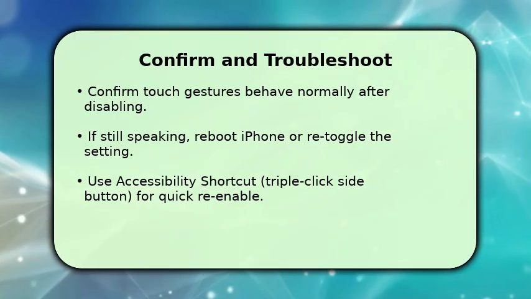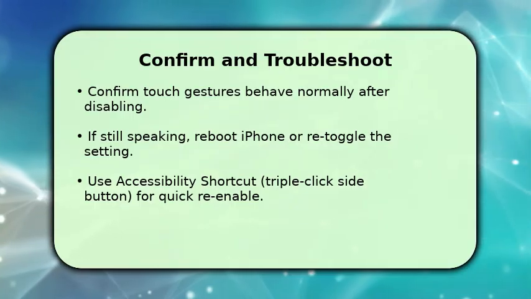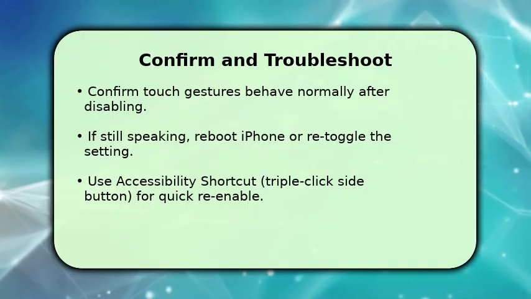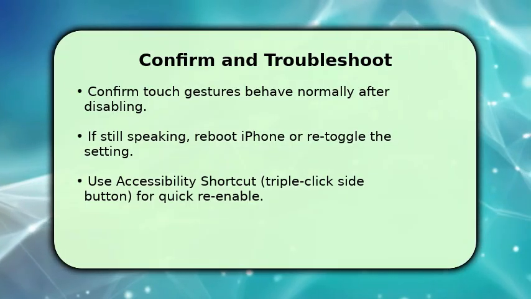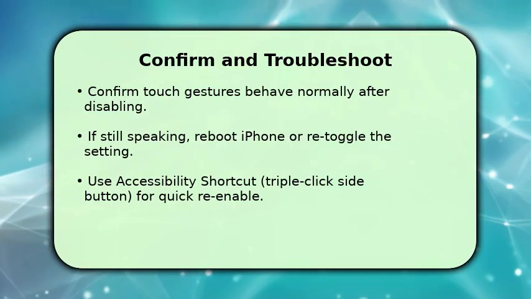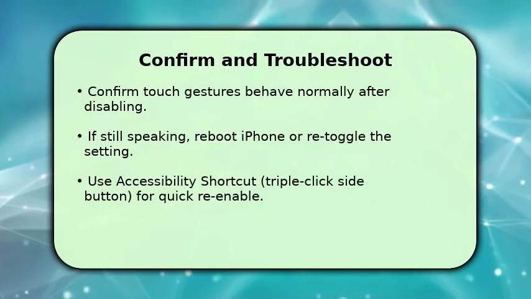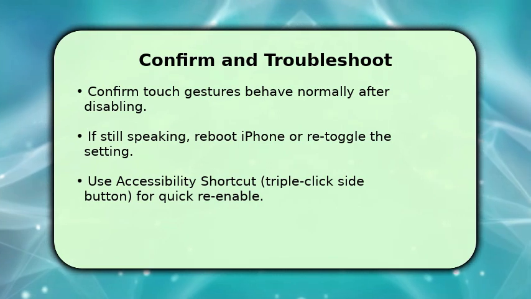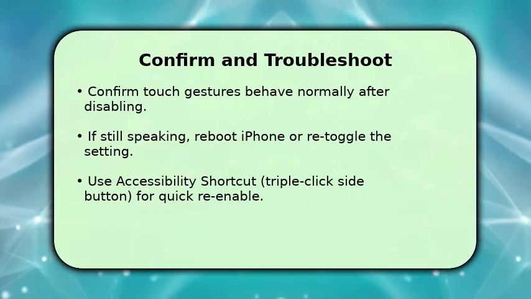If speech persists, reboot your iPhone and check the same accessibility setting again, or toggle it back on then off to reset the service. If you enabled an accessibility shortcut, triple-click the side button to quickly re-enable or disable the feature in future. This is handy if gestures or VoiceOver behavior still feels inconsistent after changes.